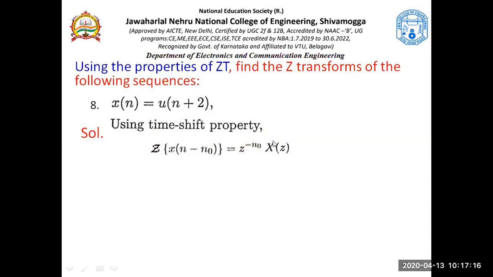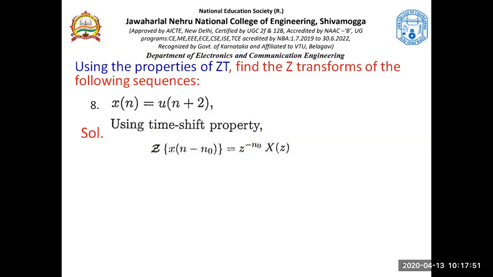Everybody get that point? X of z here is the z transform of x of n, whichever is the signal. X of n is being shifted, so this is the z transform of x of n. So in place of X of z, we need the z transform of u of n, which is being shifted here. This is the z transform of x of n, and this is z to the power of minus n naught because it is being shifted by minus n naught. Fine. So can you tell me now what is going to be the z transform of this? Z transform being applied on u of n plus 2.